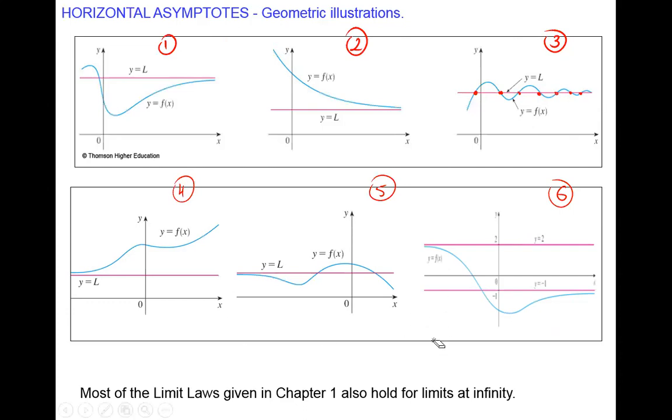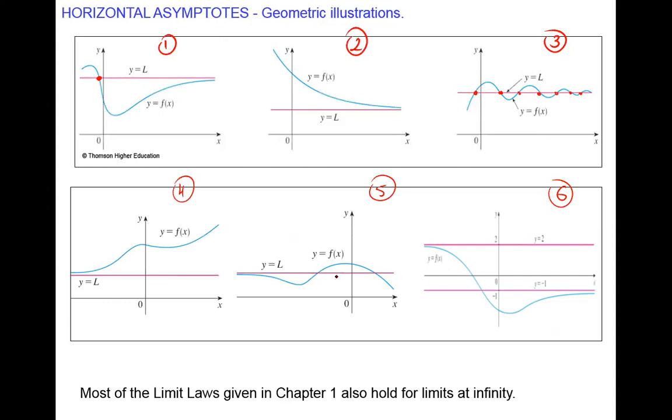Let's look at maybe this one, or even the first one. We have an intersection, but that's not really important. At infinity, the blue curve will never meet the pink line. That means this is definitely a horizontal asymptote.